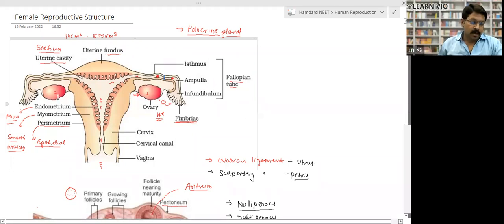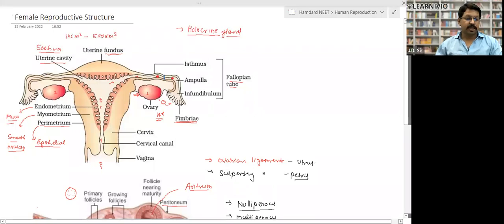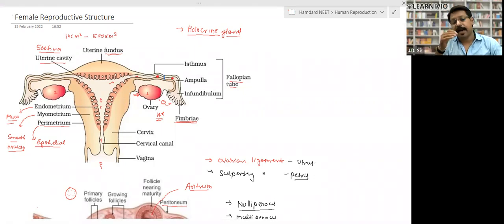Next, this is the endometrium. The specialty of the endometrium is that this layer is formed at the initial stage of the menstrual cycle. At the starting of the menstrual cycle, formation of this layer takes place. At the end of the menstrual cycle, this layer gets destroyed. So every time a new layer is formed. So endometrium is not a permanent layer.